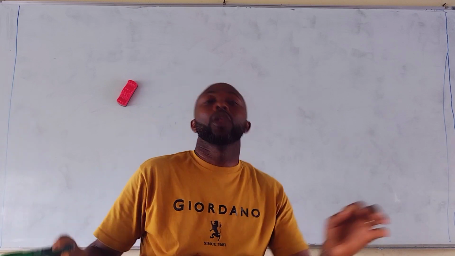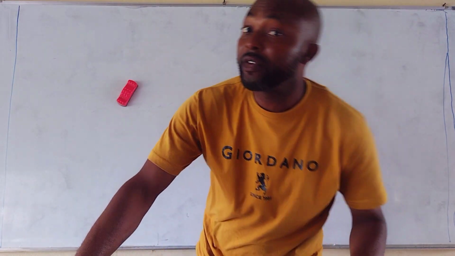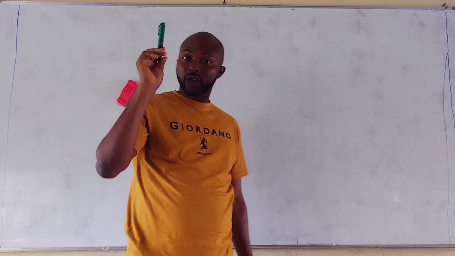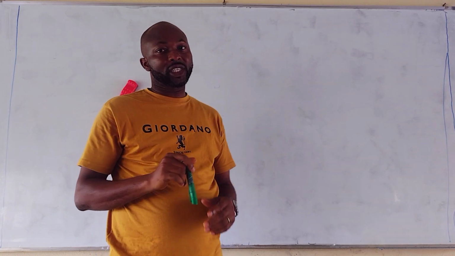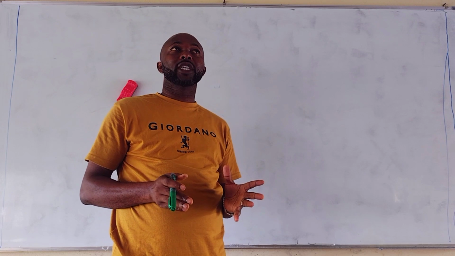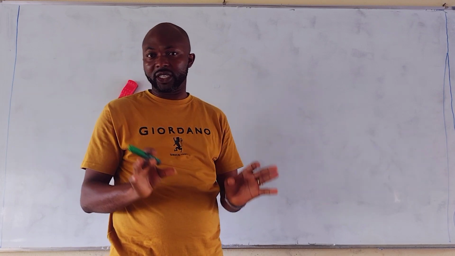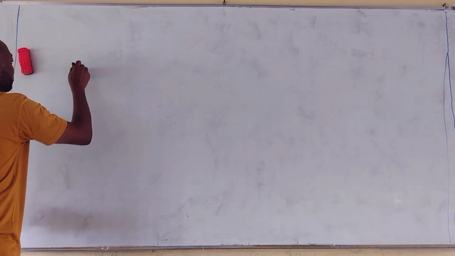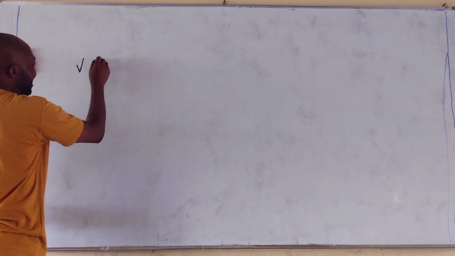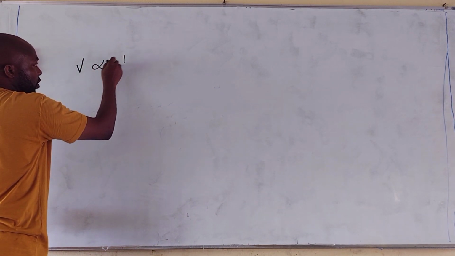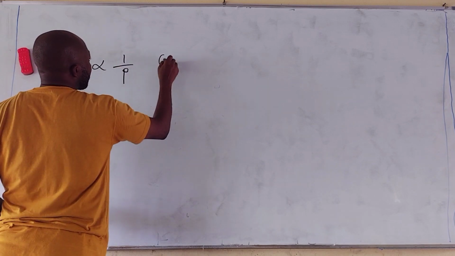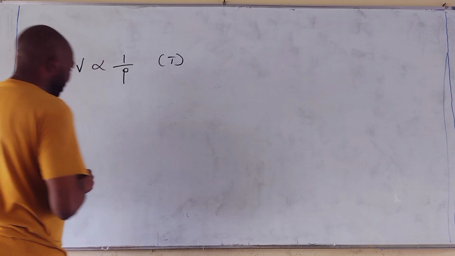So we say Boyle's law: the volume of a given mass of gas is inversely proportional to its what? Pressure, if the temperature is constant. So we're going to look at it from the mathematical point. The volume of a given mass of gas is inversely proportional, which is 1 over, its pressure, if the temperature remains constant.